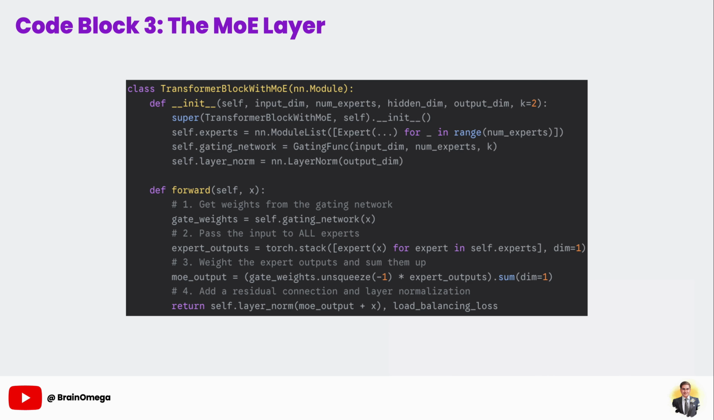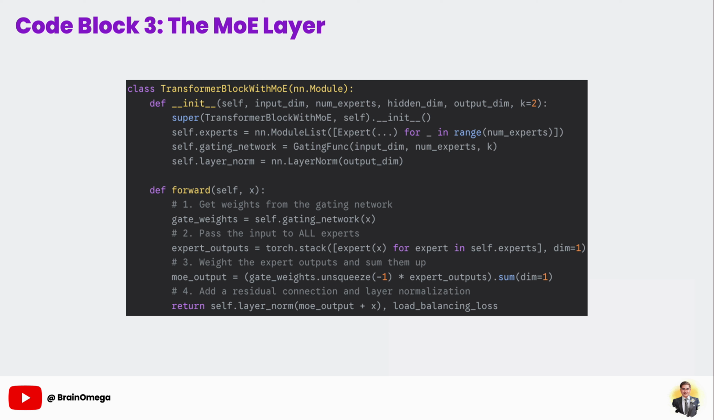The transformer block with MoE is where we assemble all the pieces. In its initialization, we create a module list of our experts and instantiate our gating network. Now, let's look at the forward pass. First, we get the sparse gate weights from our gating network. This tells us which experts to use and how much to trust each one. Second, we pass the input x to all experts and stack their outputs into a single tensor. This might seem inefficient, but on modern hardware, running these small, identical operations in parallel is very fast.